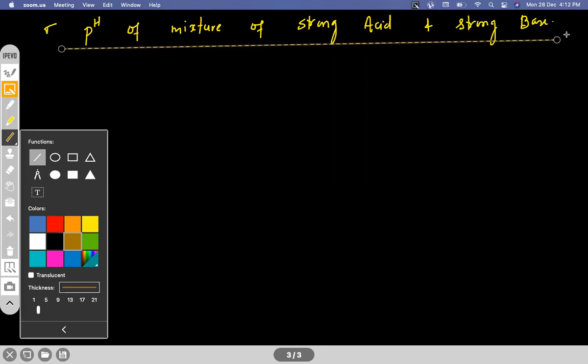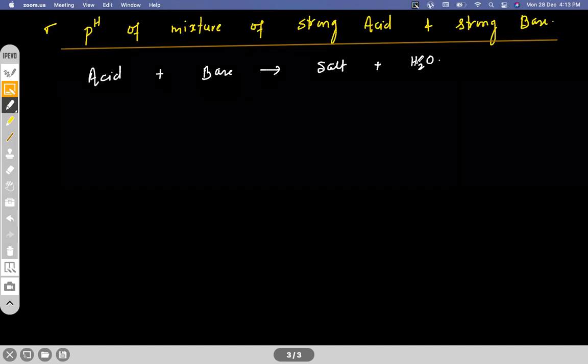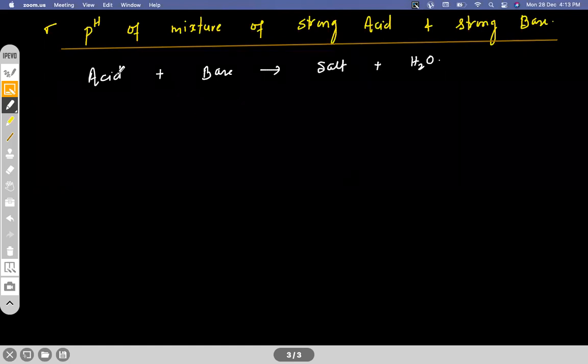See, when you have acid and base, obviously both will neutralize each other, right? We know the reaction of acid and base. They'll give salt plus water. So equal equivalents of acid and base react and form salt plus water. The property of the solution you get, whether it is acidic or basic, depends upon the equivalents of acid or base you are taking.